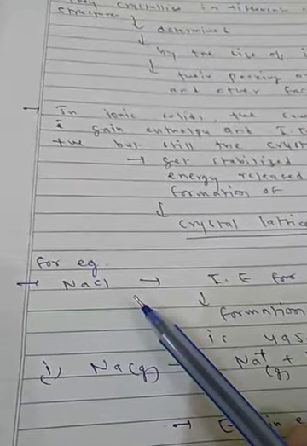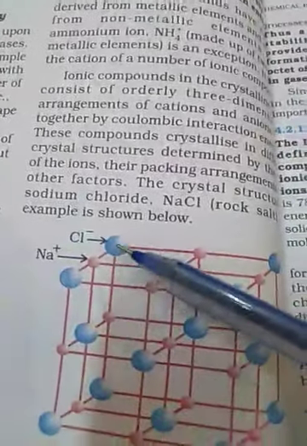Okay, for example I am teaching you NaCl. First of all, you see this structure, Na positive, Cl negative.